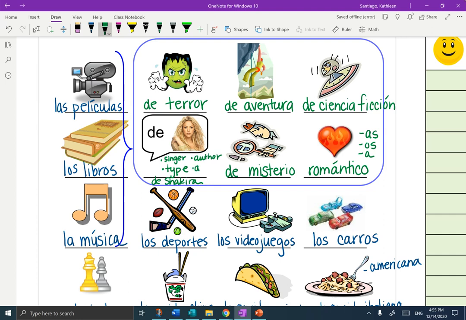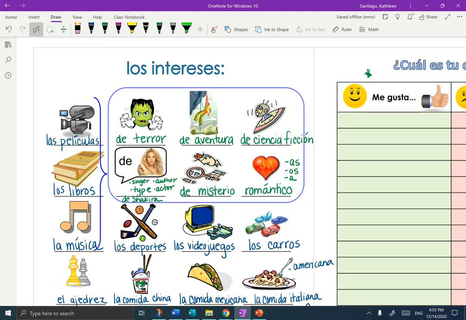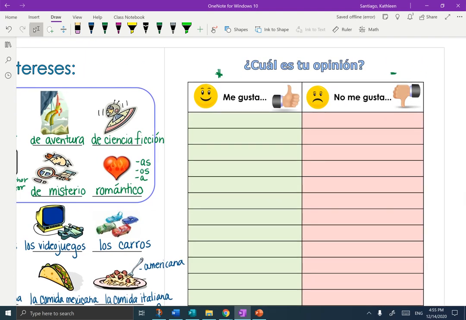So here I could also put actor. Las películas de Angelina Jolie. I could also use things like la música rap, la música country. Okay, I can say what kind it is. Okay, so those are los intereses, and now you need to go ahead and categorize them by giving your opinion.